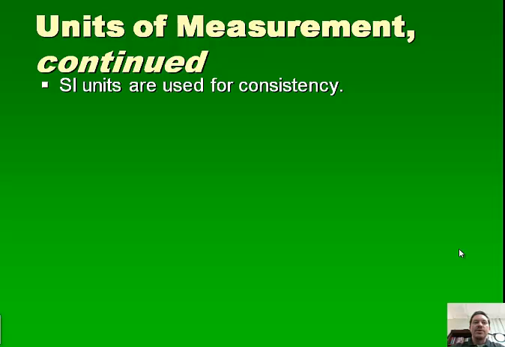The reason we use SI units is because they are more consistent than our standard units of measure that we use here in the US, because we can say 1 millimeter and convert it to meters or centimeters or kilometers very easily, whereas it's not as nice and neat a conversion between inches and feet and yards.